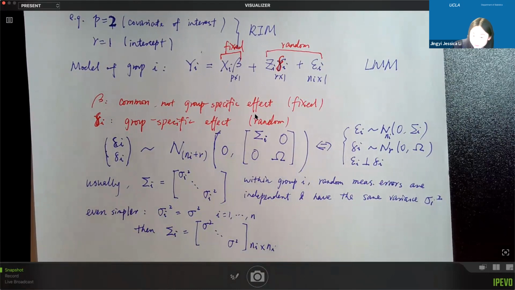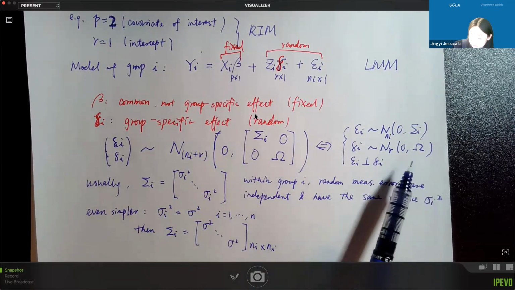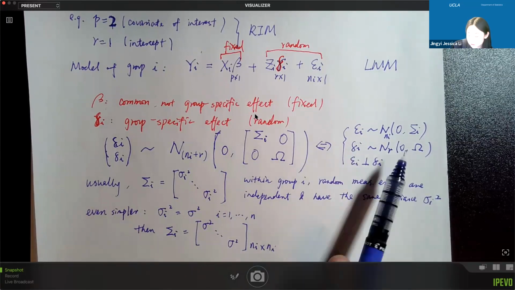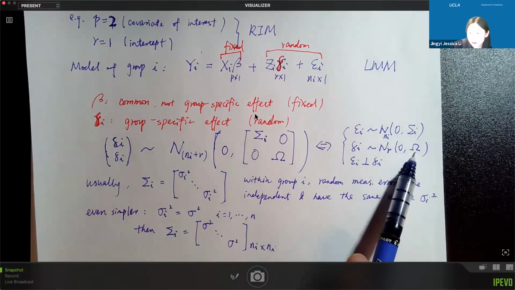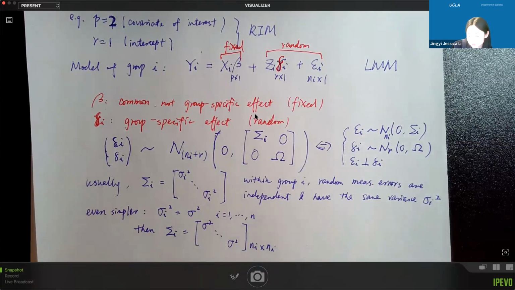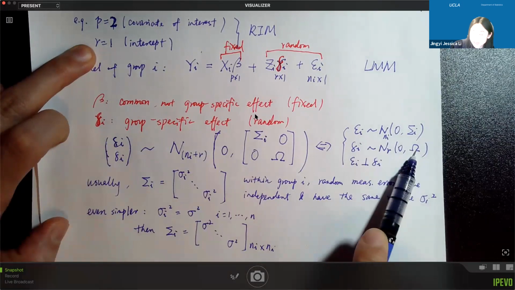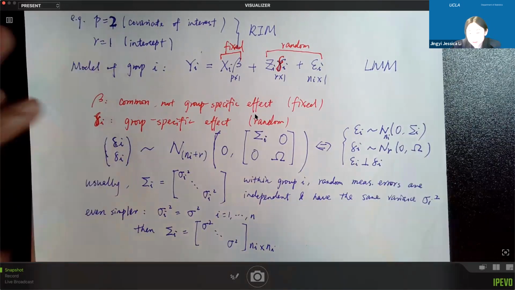Okay, but we haven't talked about this Omega yet. Omega is just in the prior of this delta_i, and often we also need to simplify that. We usually do not assume this to be an r by r covariance matrix, depending on how large r is. So in our random intercept model, r is 1, so this Omega was the tau squared we talked about before. But it depends on how large r is.